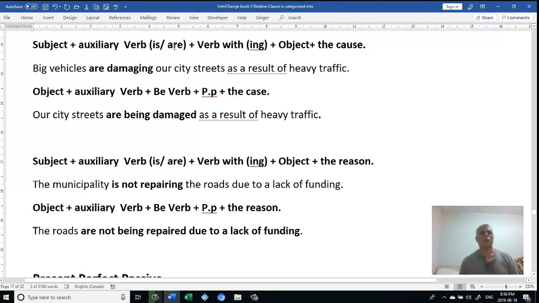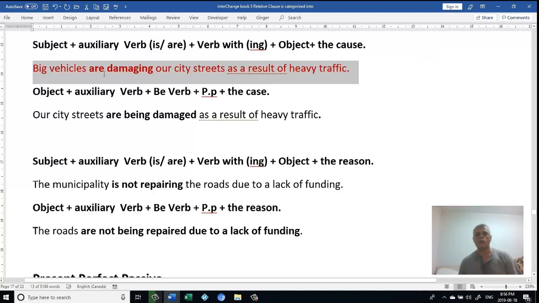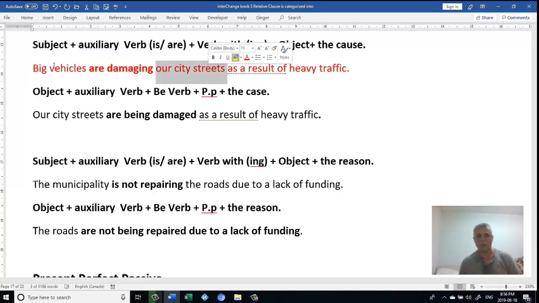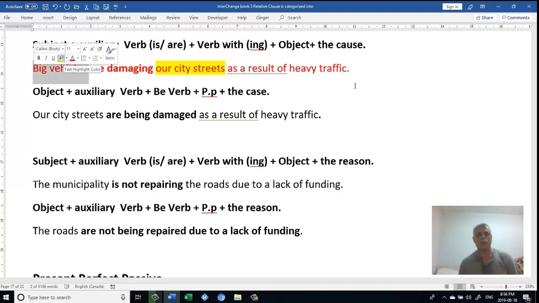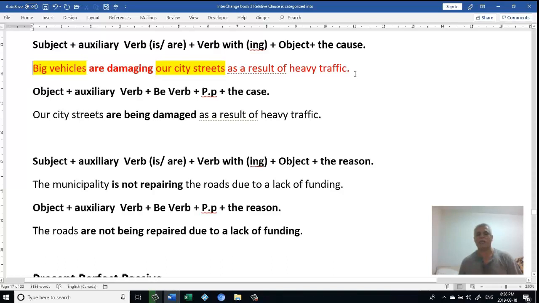Let's go to the second one. Subject, auxiliary verb is or are, then verb with ing, object, then the cause if we have it. Big vehicles are damaging our city streets as a result of heavy traffic. This is my sentence. Then what we have to do, if you remember, is take this object and position it instead of the subject. And then we take this subject and position it at the end. We say by big vehicles.